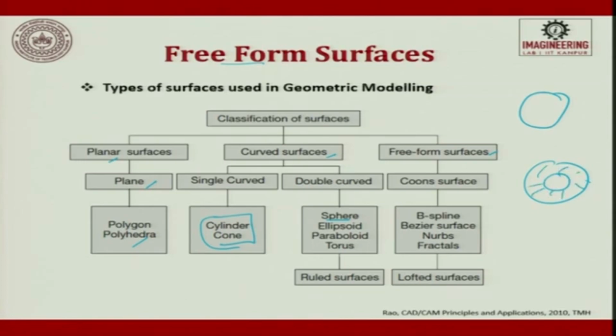So, these all come under double curved surface, and in this classification comes the ruled surface. In the truly free form surface, we have cone surfaces, which we will see later. Under this category you will have B-spline, Bezier, NURBS and fractal design, and we will try to generate the surface by using lofting techniques.